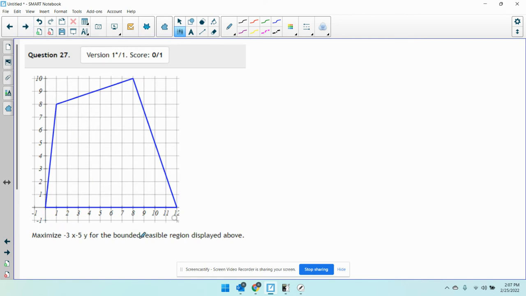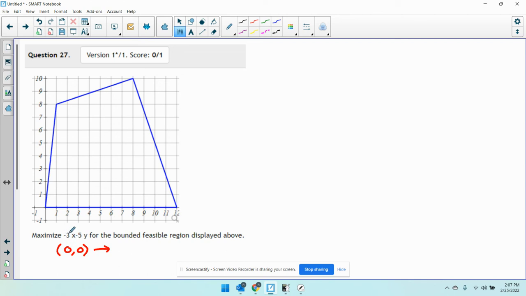This one here says maximize this equation for the bounded feasible region. So it looks like you plugged them all in and you ended up saying that 0, 0 gave the largest value. Due to these negatives, you're going to get smaller values at any one of these 3 points. The thing to keep in mind here when it says maximize is it doesn't want the coordinate. The answer they're looking for is not 0, 0. The answer is what you get when you plug in 0, 0.